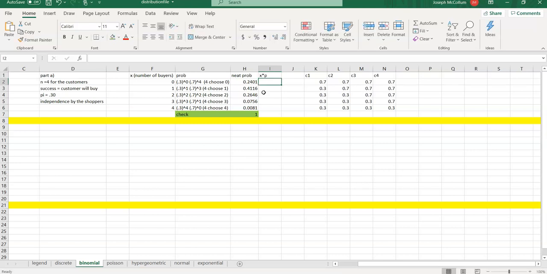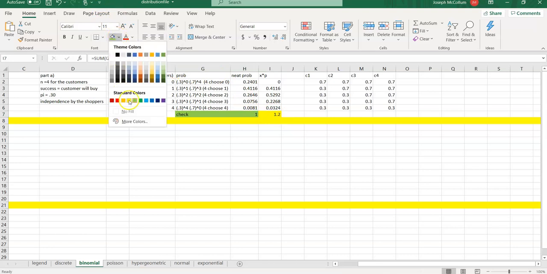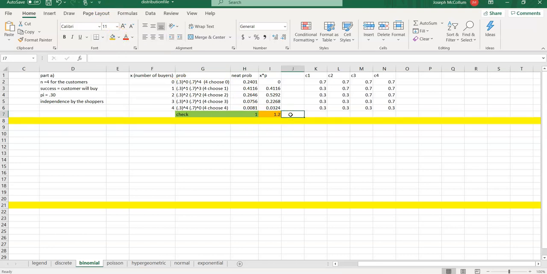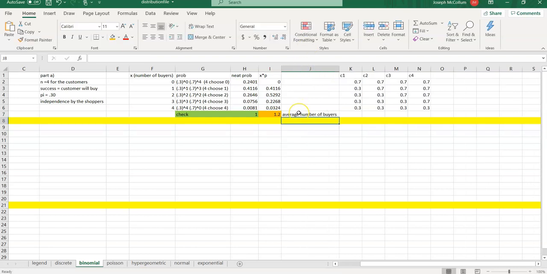Well, recall from our previous video on expectation, what you would do is sum the X times P column. The X being the outcome times the probability of that outcome, the XP column, for each one down. Adding that up gives you the expectation. So here is the average number of buyers. I expect in groups of 4, 1.2 buyers.